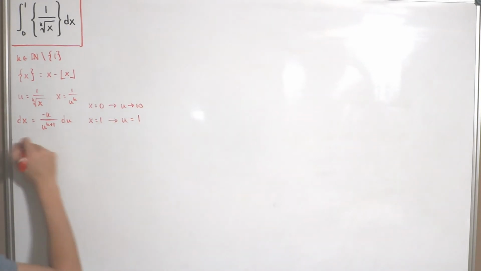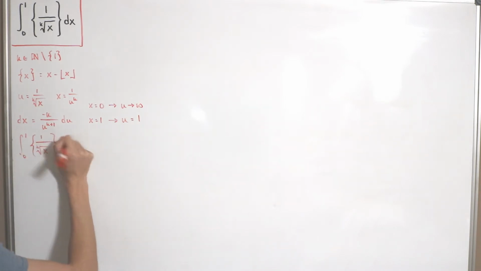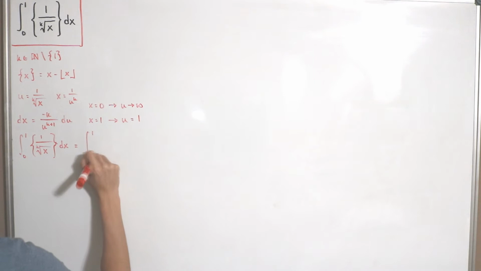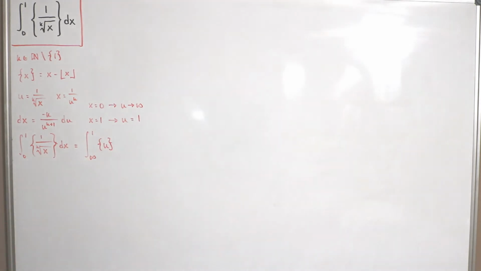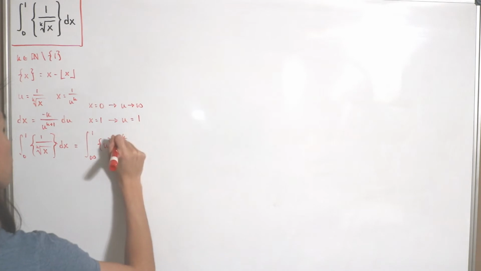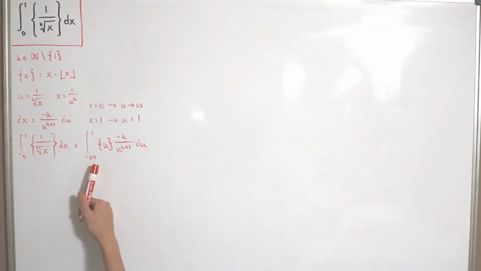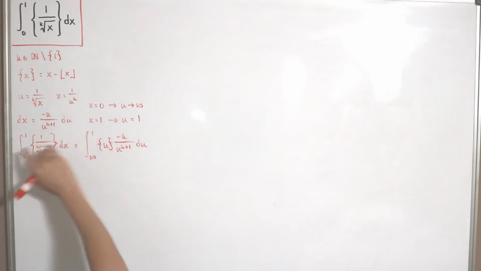Now let's rewrite our integral. The integral from 0 to 1 of the fractional part of 1 divided by the kth root of x dx becomes the integral from infinity to 1 of the fractional part of u, multiplied by negative k divided by u to the k plus 1, du. We can't have infinity as the lower bound and 1 as the upper bound, so I'll change the order of integration, which makes the whole integral negative. That cancels with the negative from our dx substitution.